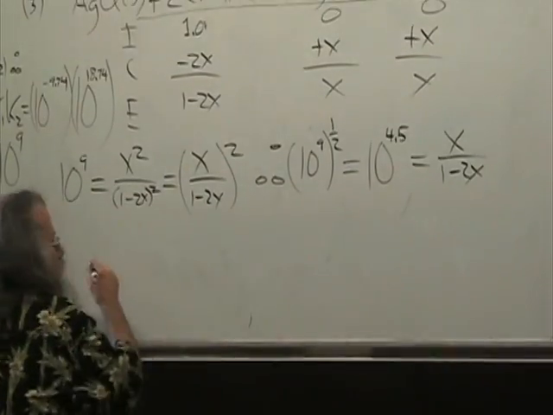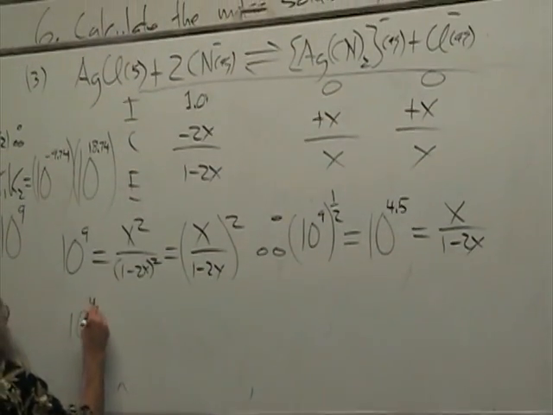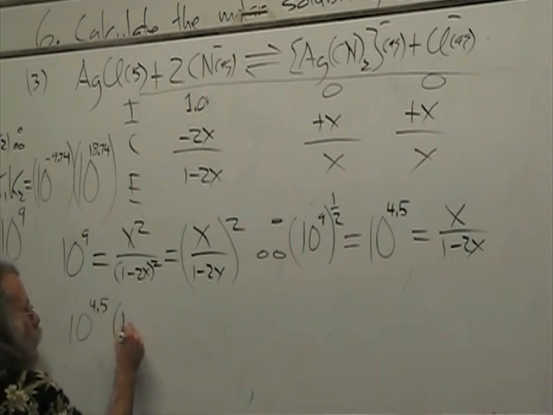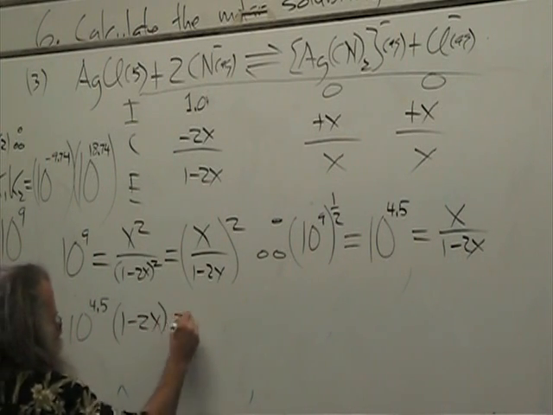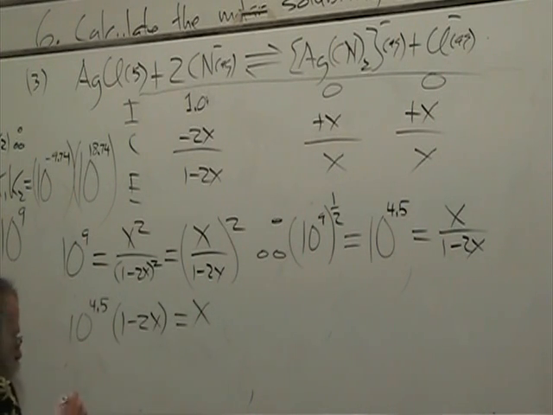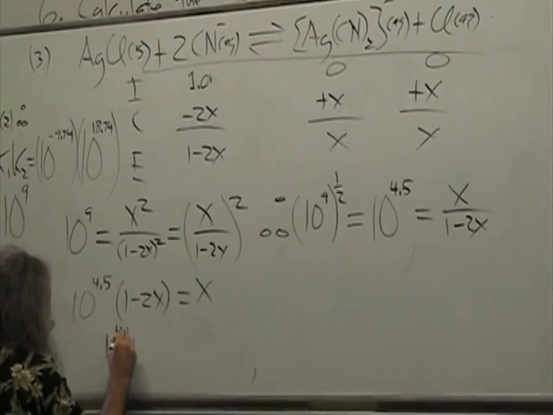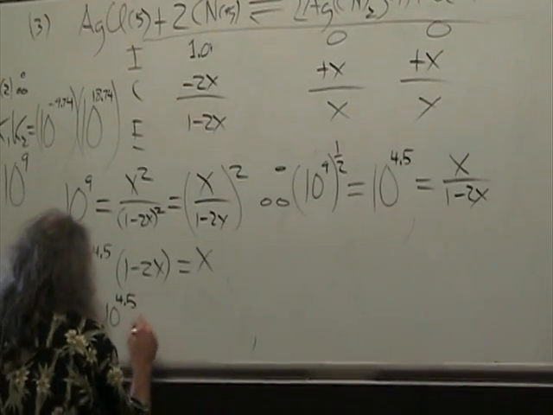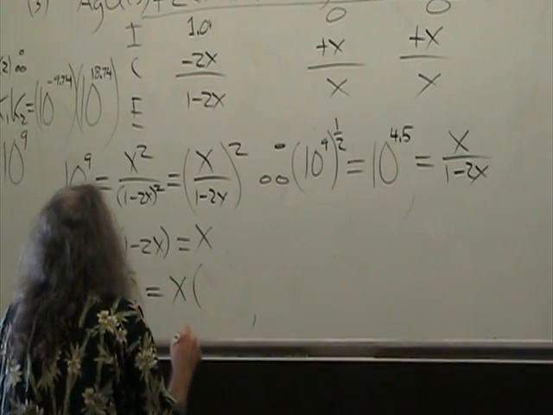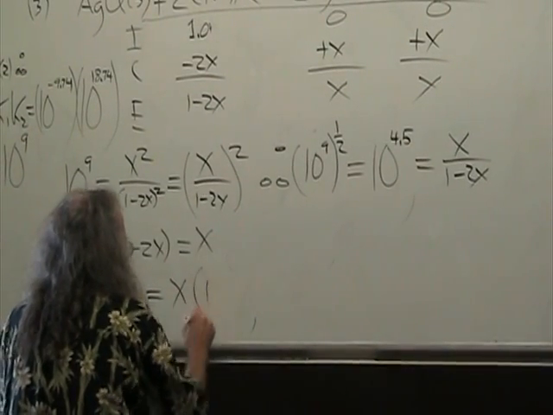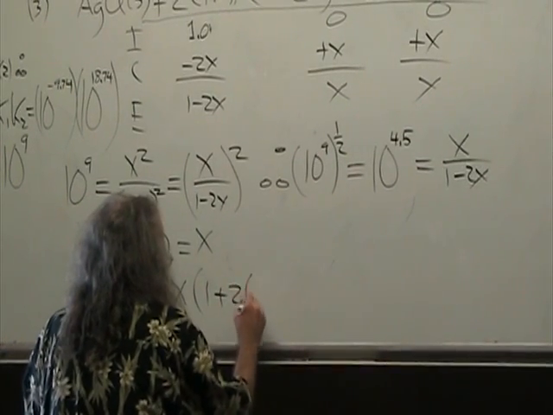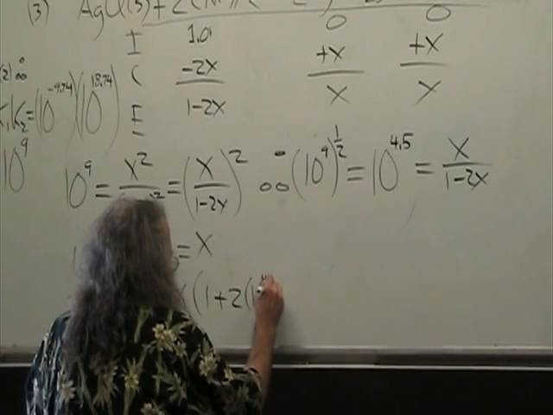So 10 to the 4.5 times 1 minus 2x equals x. And now I'm going to punch this through again, but this time I'm going to solve: 10 to the 4.5 is equal to x times 1 plus 2 times 10 to the 4.5.